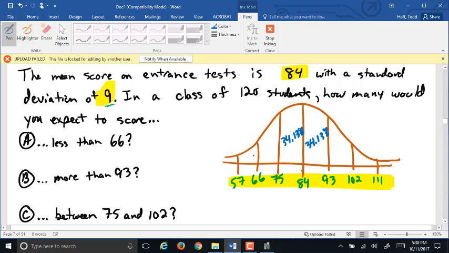This is 13.59% in both of those spots. And then we have 2.15% and 0.13%.